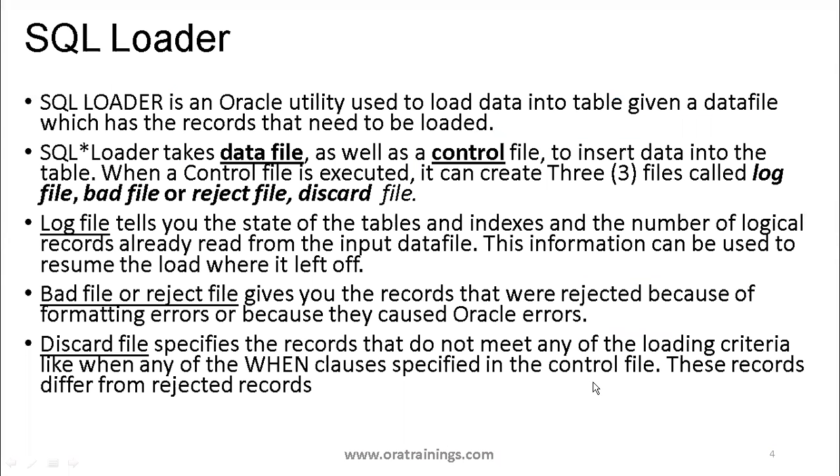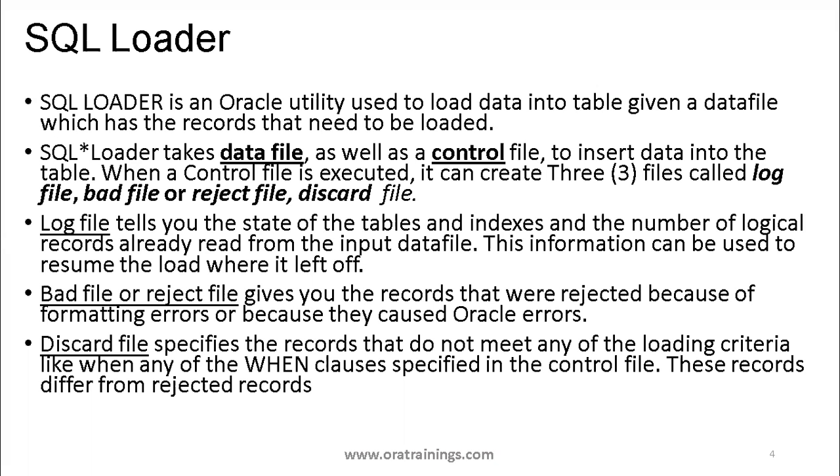This is the theoretical information. The data file is nothing but the source data. The control file will have the set of SQL Loader commands, which mention the list of columns and which table you have to load the data into. What are the conditions you have to consider? If any default value, if any formatting functionality, or if you want to call any PL SQL function, you can mention that. All those things you can mention in the control file. And when a control file is executed, it can generate three files: the log file, the bad file or reject file, and the discard file.